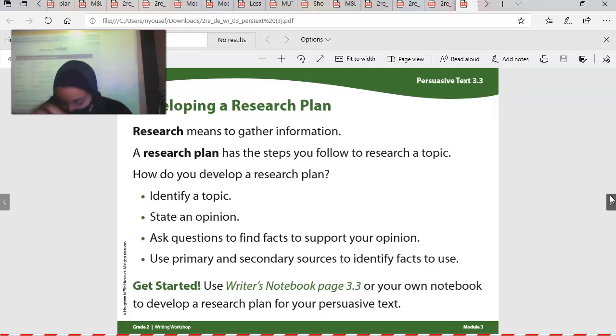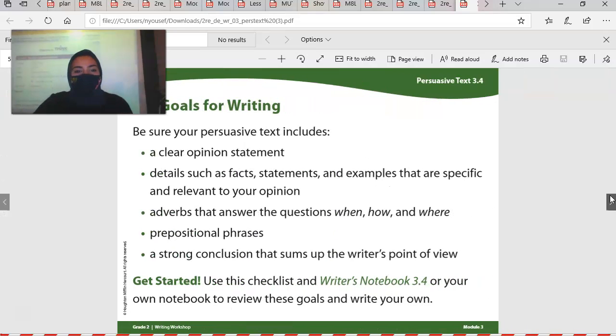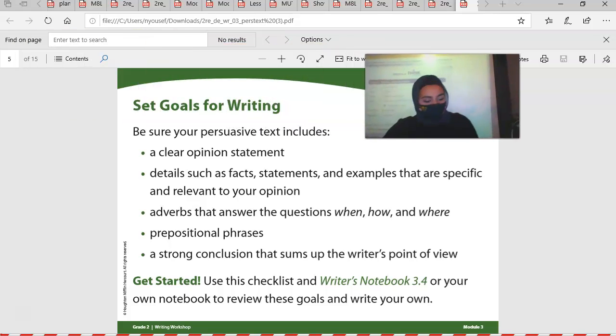what is this one? 3.4. Okay, setting goals for writing. So when you set goals for writing, I know you can't see. I'm going to unfreeze it. There we go. No? Yes? Oh, yes. No. Let's see.